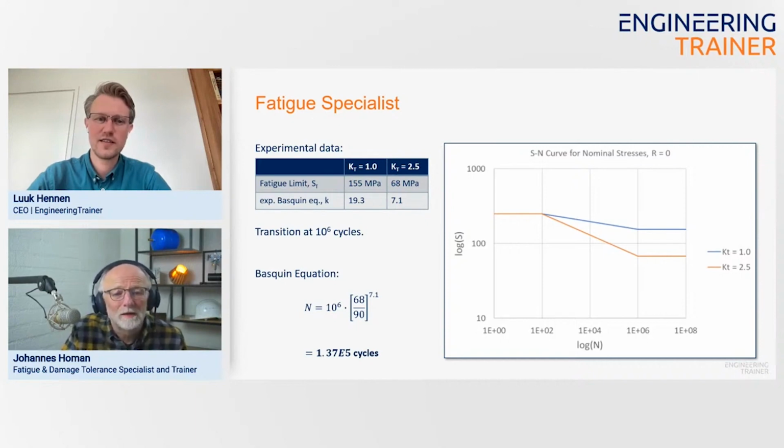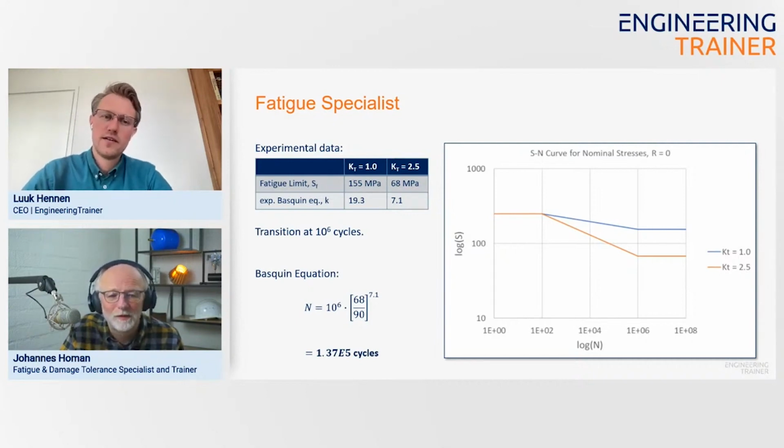At the end, you will find a life of 130,000 cycles, so 1.37 times 10 to the power 5. And that would be the very simple approach to find the life.